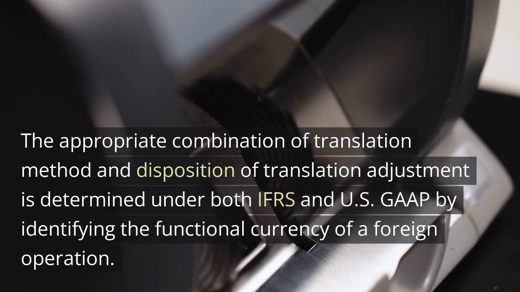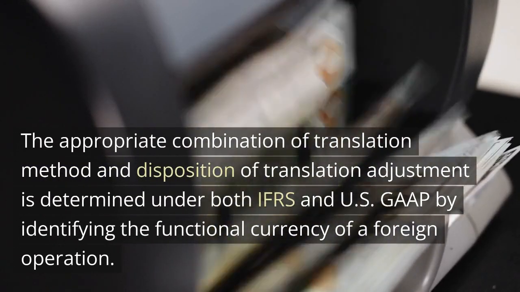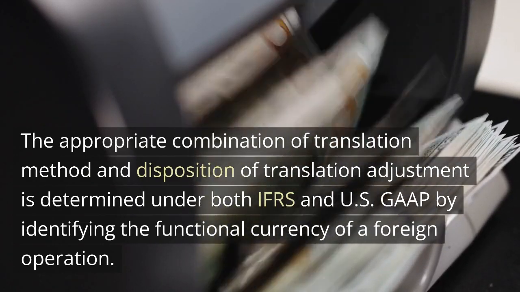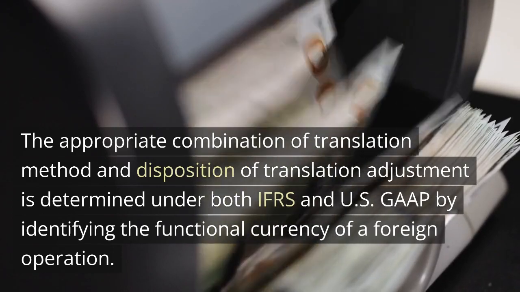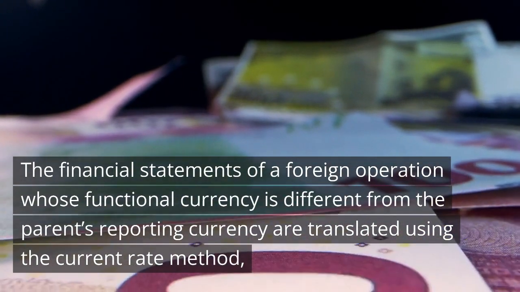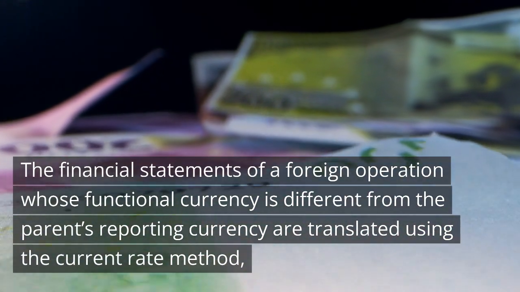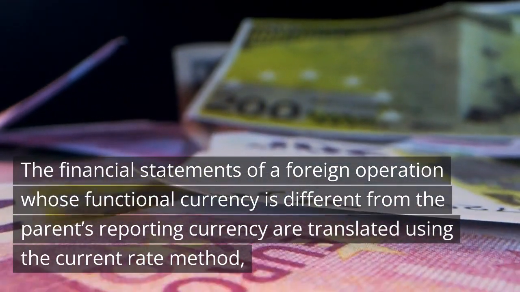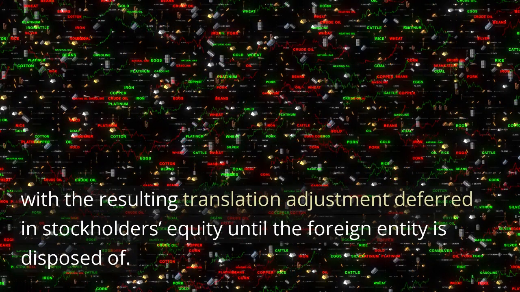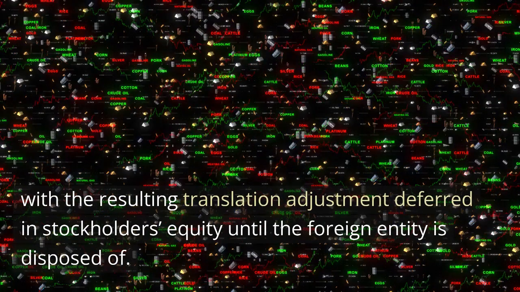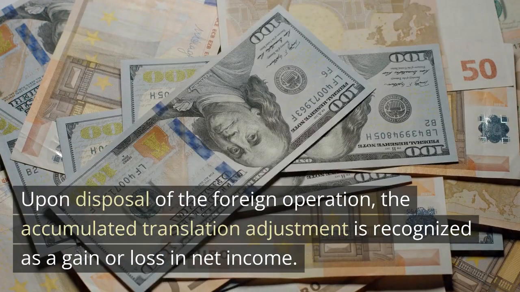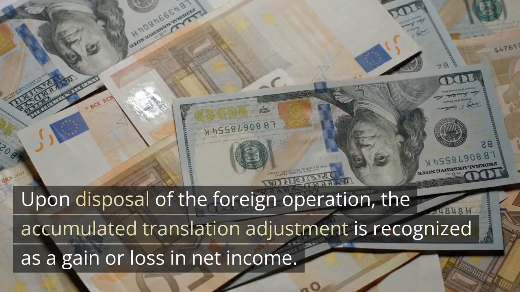The appropriate combination of translation method and disposition of translation adjustment is determined under both IFRS and US GAAP by identifying the functional currency of a foreign operation. The financial statements of a foreign operation whose functional currency is different from the parent's reporting currency are translated using the current rate method, with the resulting translation adjustment deferred in stockholders' equity until the foreign entity is disposed of. Upon disposal of the foreign operation, the accumulated translation adjustment is recognized as a gain or loss in net income.